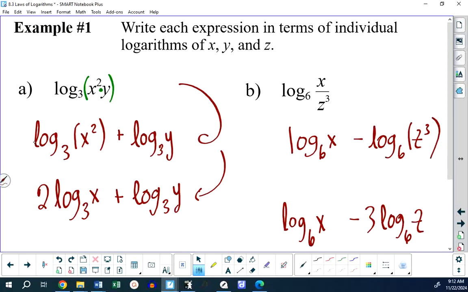And again, I'm not going to say it every time, but this set of brackets around the z cubed is not necessary. But I want to impress on you that you're only allowed to move that exponent down in front with the power law if that exponent is part of the argument. Okay? So now I can move this 3 out in front. Are we okay with A and B?